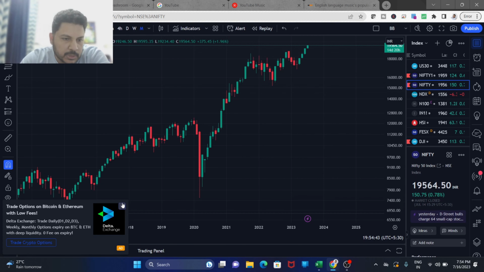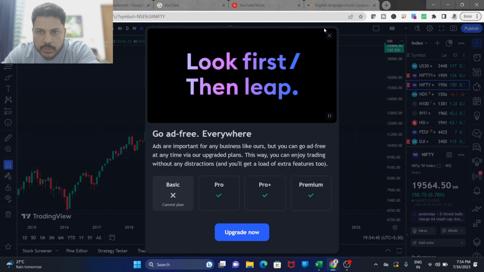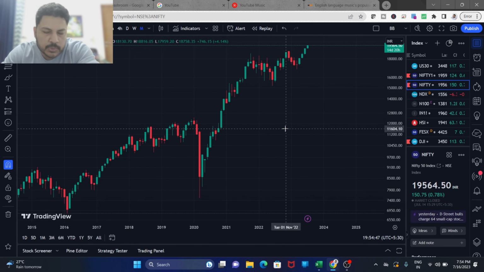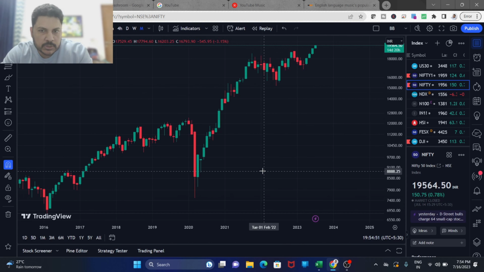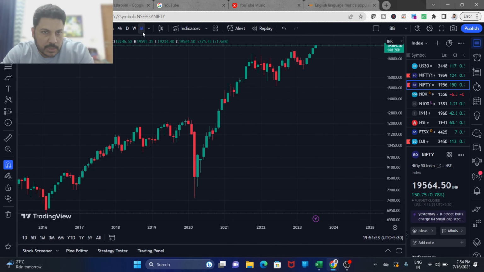So today I'm using a Nifty 50 chart. As you can see, I have used a plain chart without any indicators or moving averages. I'm using a monthly chart, so let's try this from the monthly point of view, then we will come down to the lower time frame. So how to use Fibonacci retracement on TradingView?